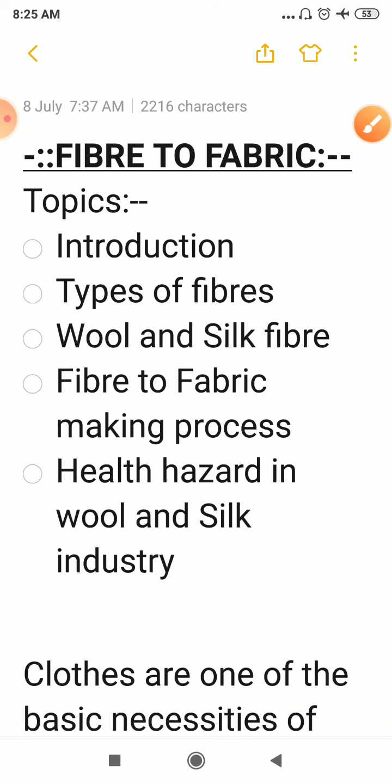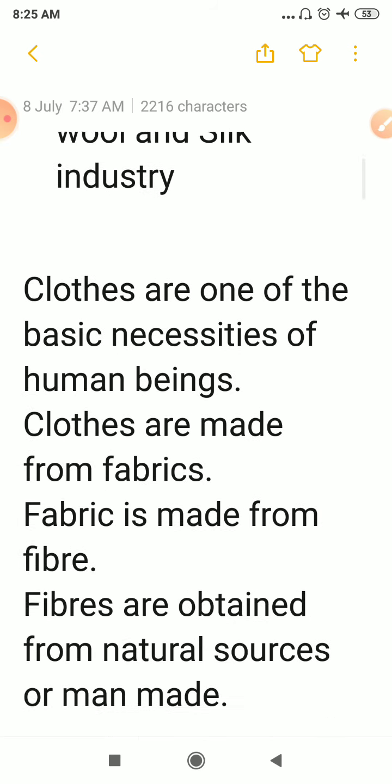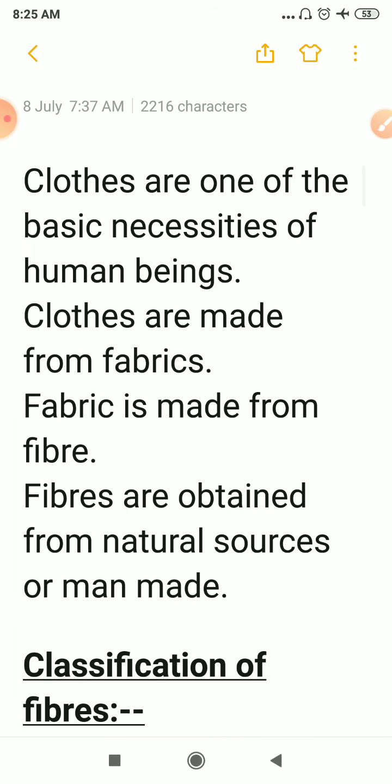In earlier classes, we have already discussed the importance of cloths in human beings' life. Earlier, men did not wear cloths. They used leaves, bark of trees, animal skins to cover their body. After the development of the civilizations, we started wearing cloths. Cloths are one of the basic necessities of human beings.